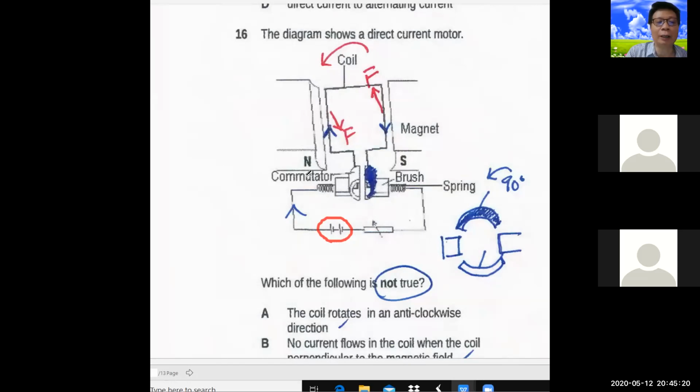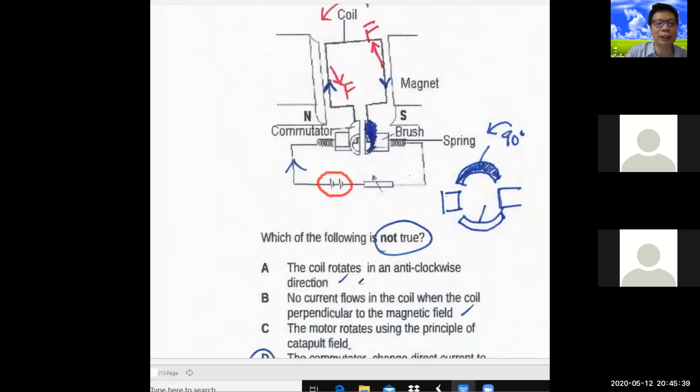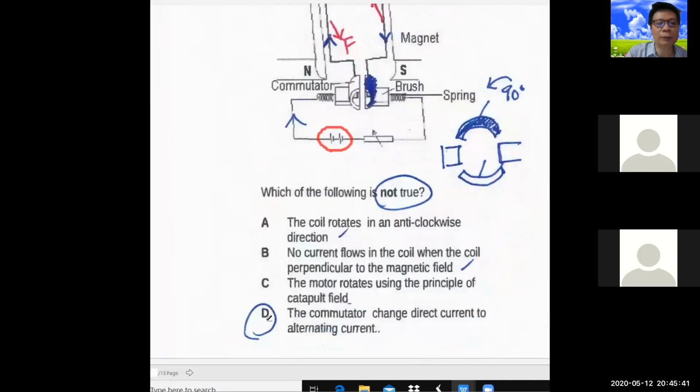We know that when current goes inside here, this side the force is down, this side the force is up, using Fleming's left-hand rule, okay? So if we turn here, if we turn in the anti-clockwise direction, right? Okay, which one is not true? So the answer is D. This is wrong, okay? This is not correct because the commutator does not change direct current to alternating current. That is not the commutator's function.